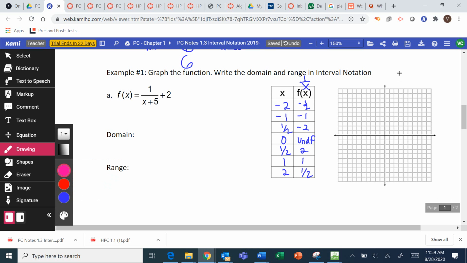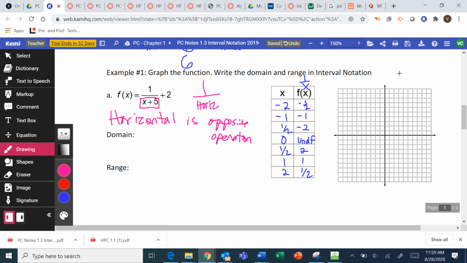And since this 5 down here is part of the 1 over, it's in the denominator, that is going to be a horizontal transformation. Anything in this denominator for this particular function will be a horizontal transformation. Anything horizontal is opposite sign, opposite operation.